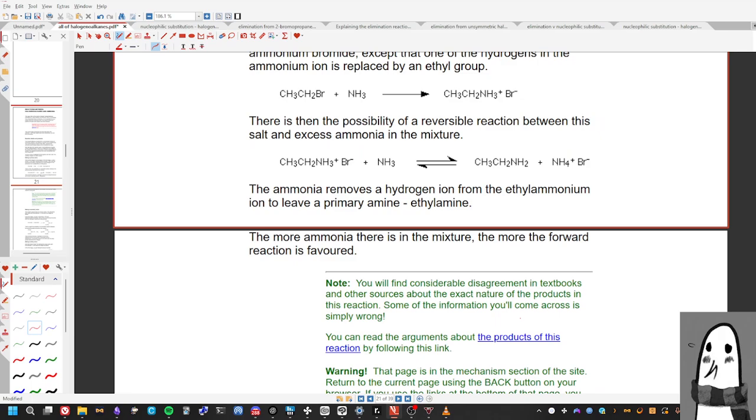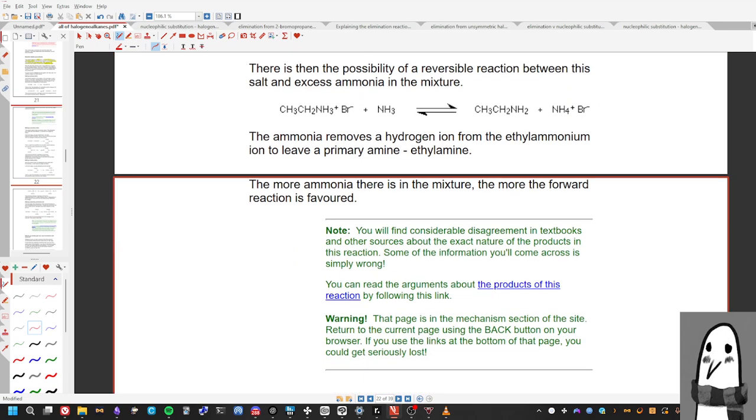You will find considerable disagreement in textbooks and sources about the exact nature of the products. Some information you'll come across is simply wrong. You can read the arguments. Warning: that page is in the mechanism section of the site.